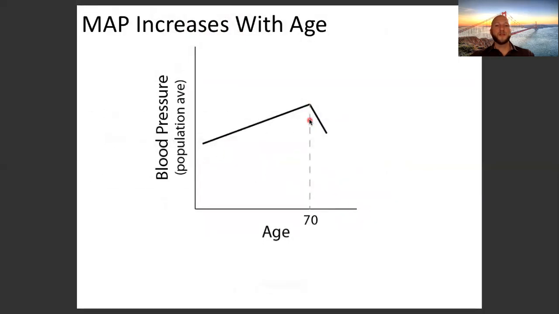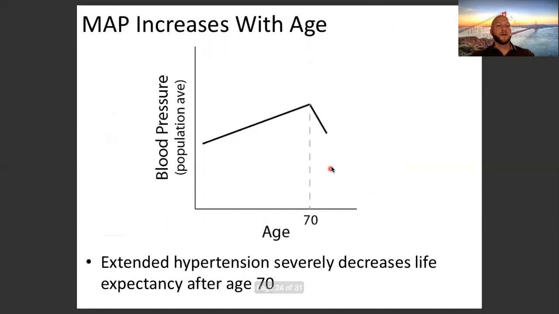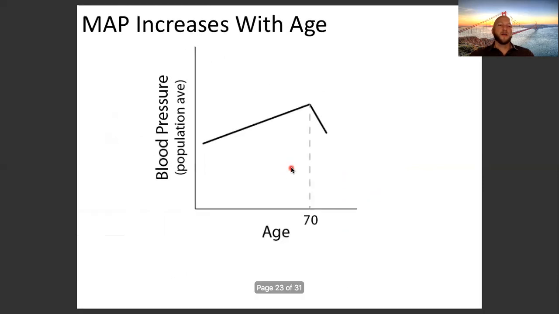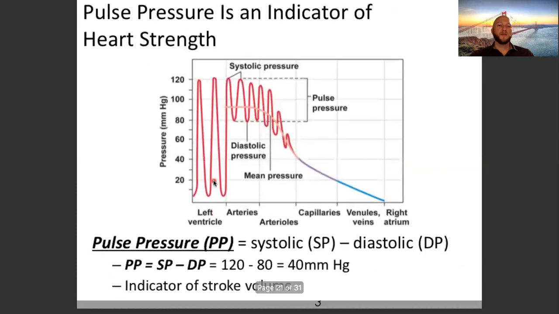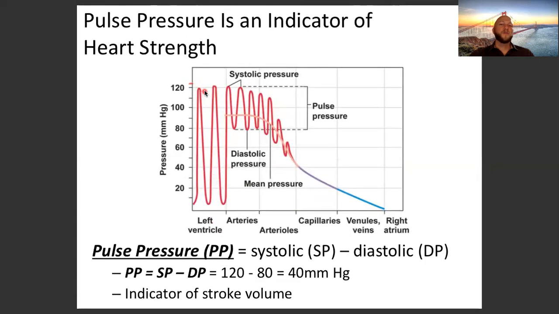MAP increases with age, and sometime around 70, it tends to start to drop. Extended hypertension severely decreases life expectancy after 70. So every time your heart, when does your heart start beating? Your heart starts beating before you're born, and it beats every day of your life. It beats constantly. Your heart doesn't get a break. Your entire life, your heart doesn't get a break.